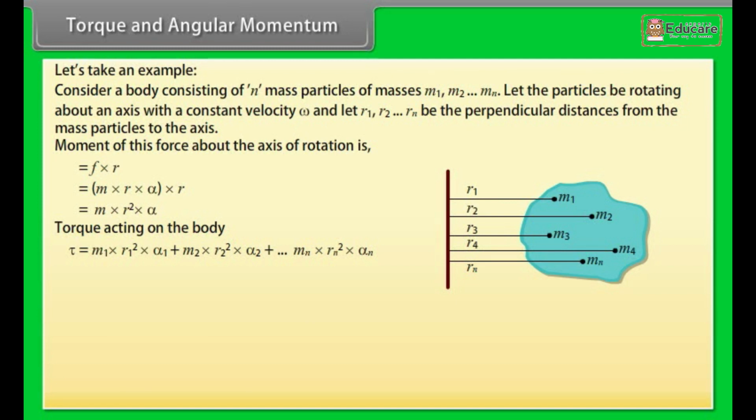This equation can be written as tau is equal to summation from i is equal to 1 to n of products of mi and ri square into alpha. This gives tau is equal to I alpha. If alpha is equal to 1 radian per second square, then I is equal to tau.